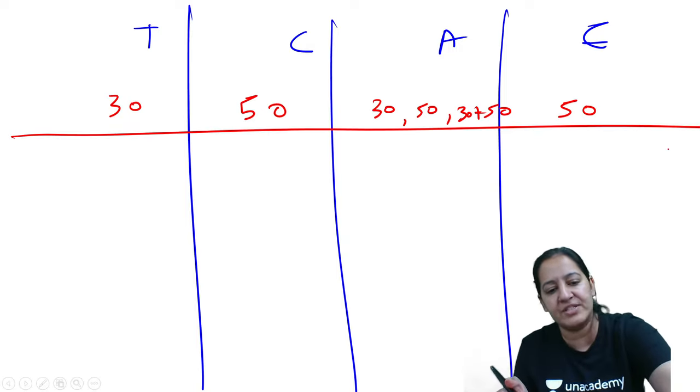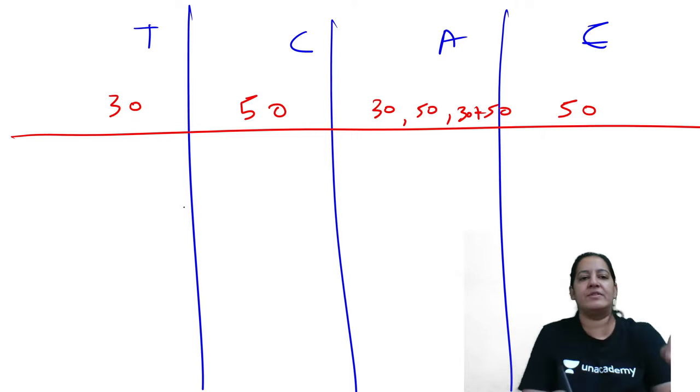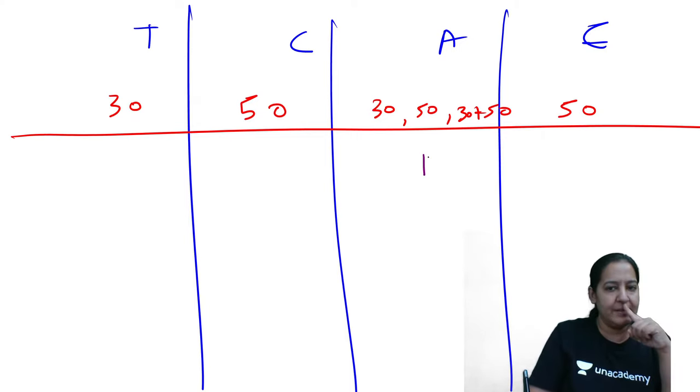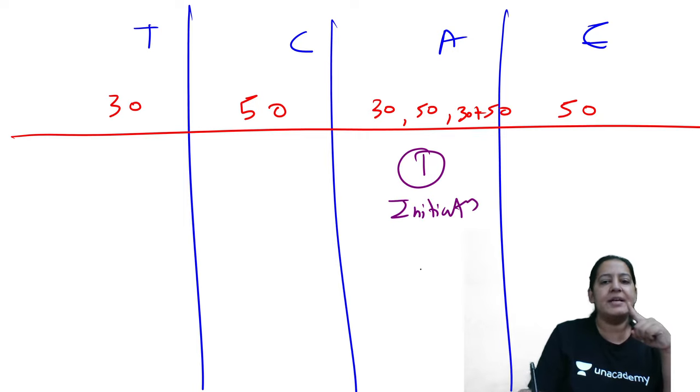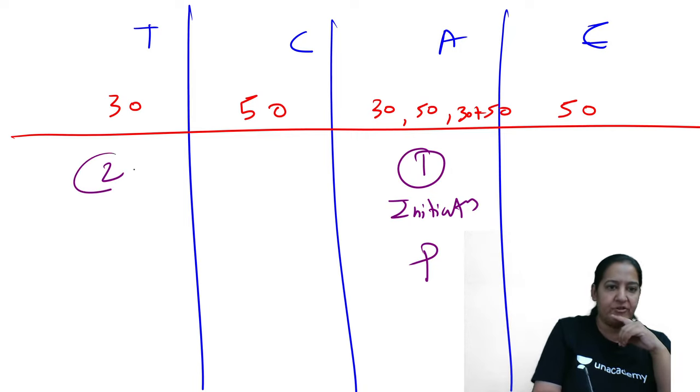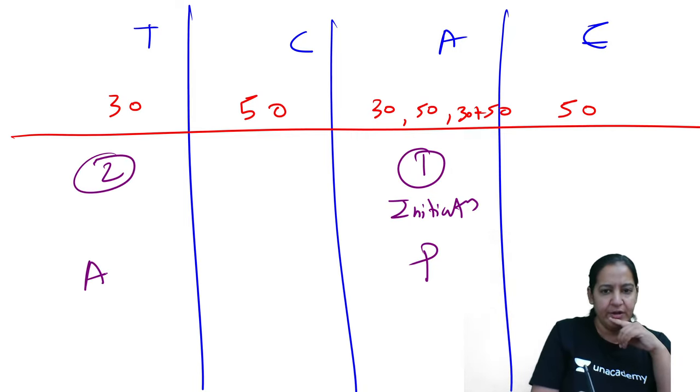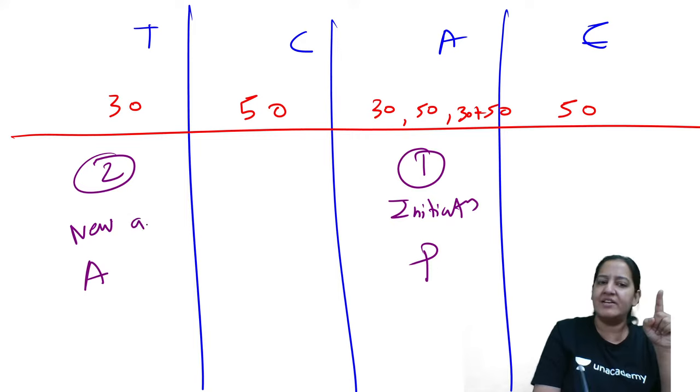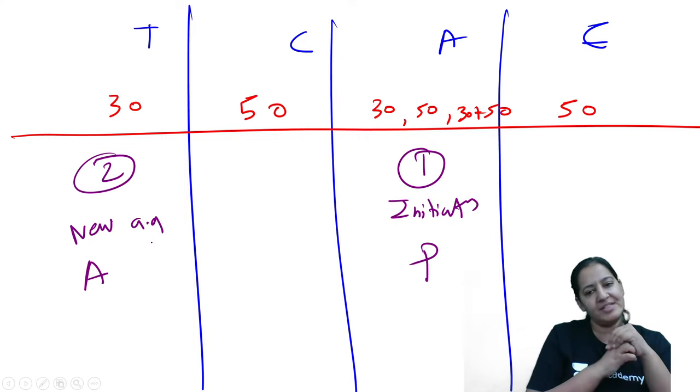Now tell me the number of the step which they are inhibiting. So aminoglycosides inhibit step number 1, that is initiation. That is, it inhibits the P window. Step number 2 is inhibited by tetracycline. That is, it acts on the A window and a new aminoacyl tRNA cannot come on the A window. That is step number 2.